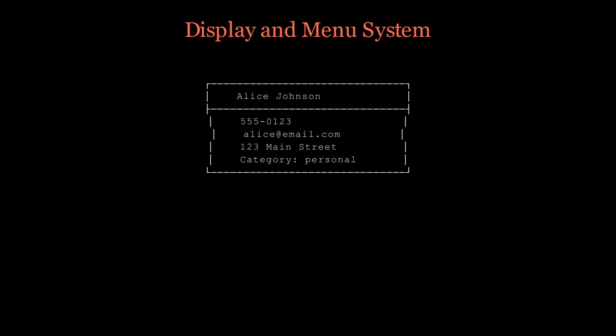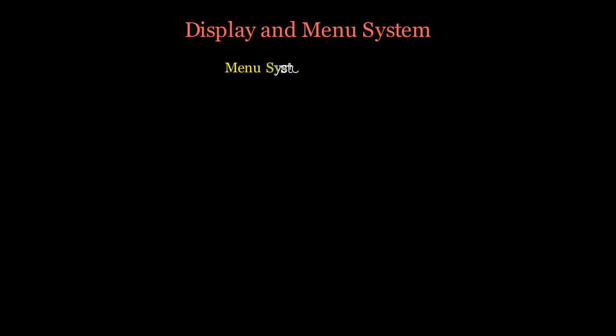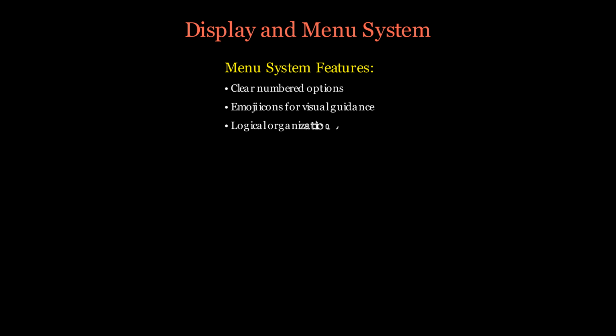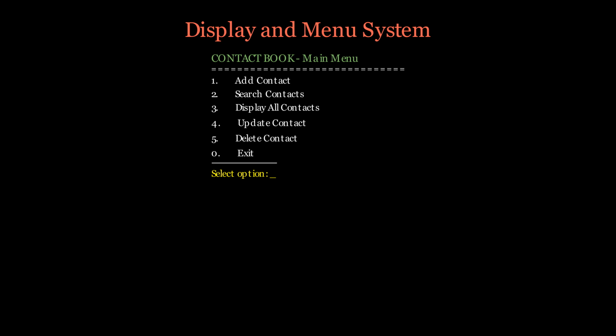Here's how our contact display looks: a clean, professional format with clear visual separation and easy-to-read information. The menu system provides clear numbered options with emoji icons, logical organization of functions, and easy navigation for users. This is how our menu appears to users: clean, organized, and intuitive. Each option has a clear number and descriptive icon to guide user interaction.